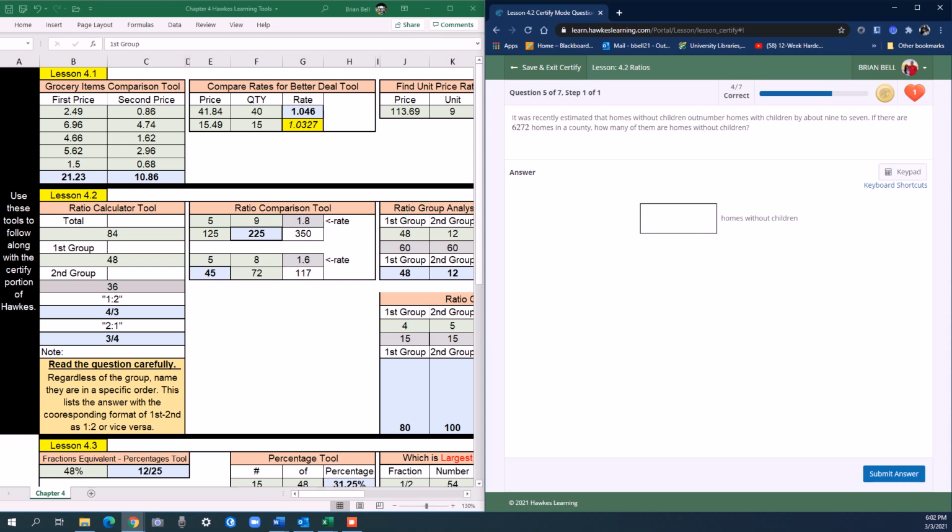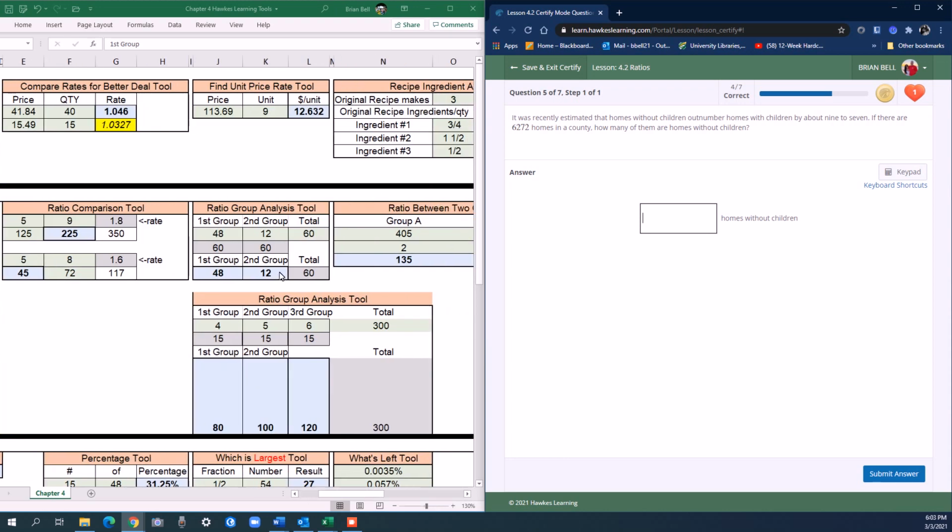All right. It was recently estimated that homes without children outnumber homes with children by 9 to 7. If there are 6,272 homes in a county, and so on. All right. This is where we use the ratio group analysis tool. And it's normally because you'll see the ratio here, 9 to 7. We're going to put that right here. 9 to 7.